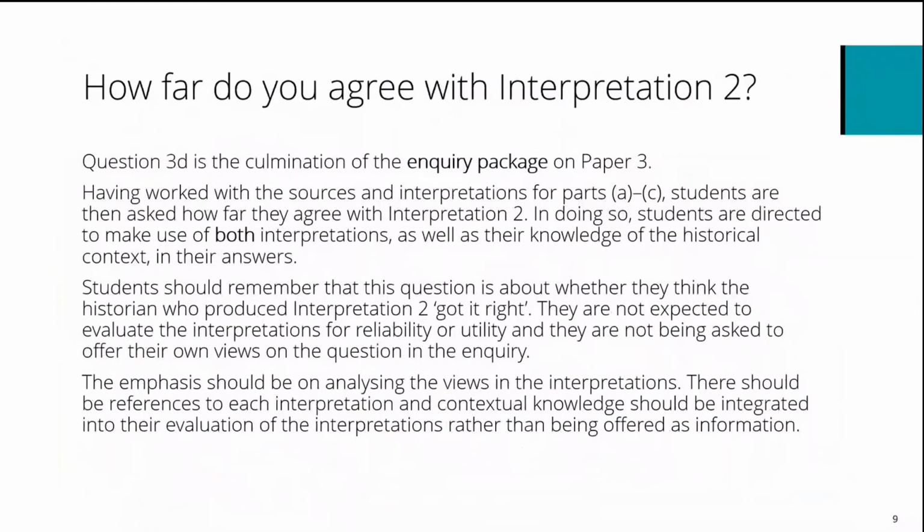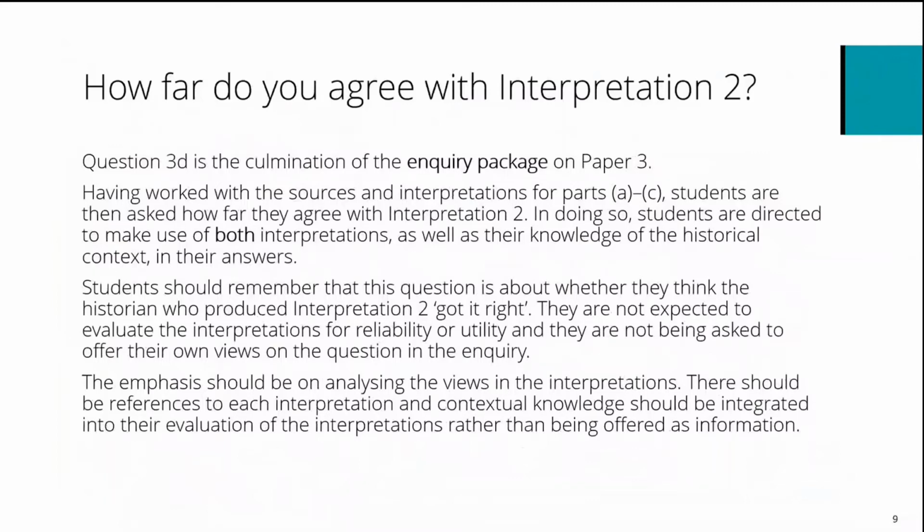So the culmination of this package of questions is question 3D. This is the question that asks students, how far do you agree with interpretation 2? So having worked with the sources and interpretations for part A and C, students are then asked how far they agree with interpretation 2. And in doing so, they're directed to make use of both interpretations as well as their knowledge of the historical context in their answers.